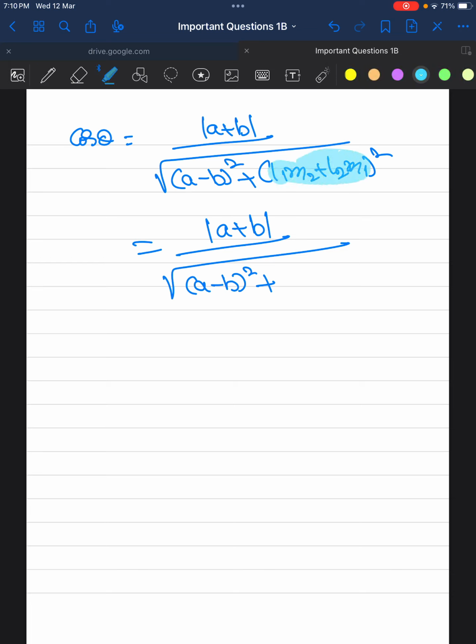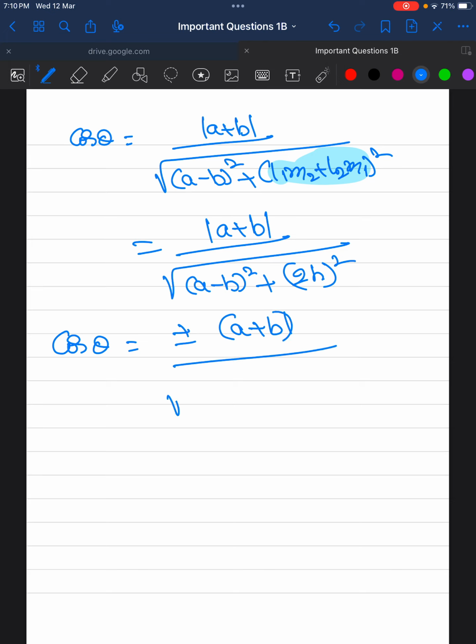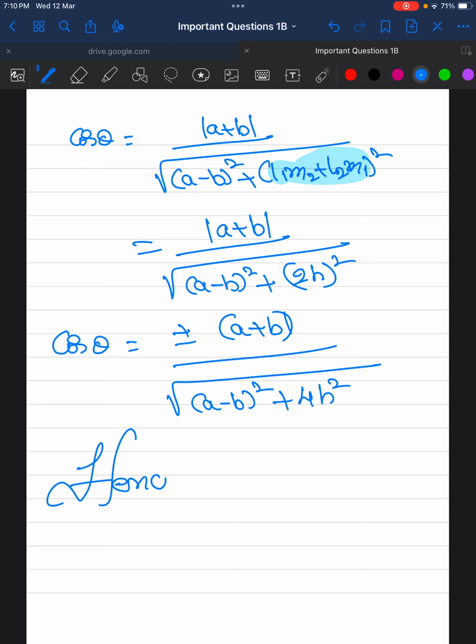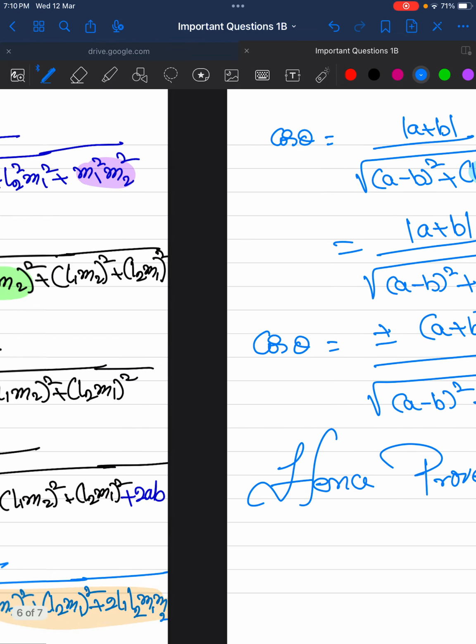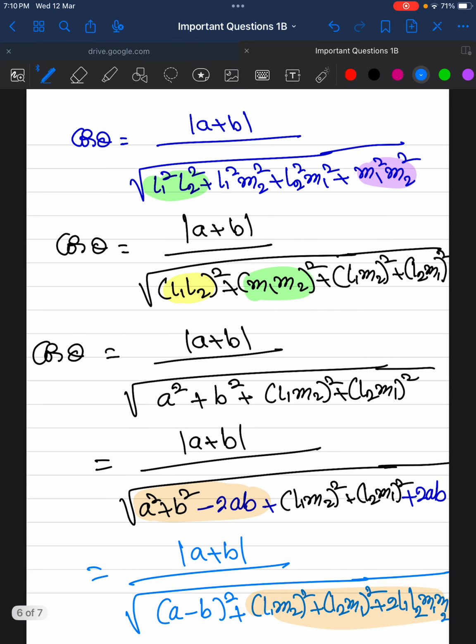This is nothing but L1 M2 plus L2 M1. That's why I'll write it as 2H whole square. So cos theta is equal to modulus, if I remove plus or minus, A plus B by under root of A minus B whole square plus 4H square, I got. Hence the theorem is proved. You must remember this theorem. This is a very, very important first theorem for your pair of straight lines.